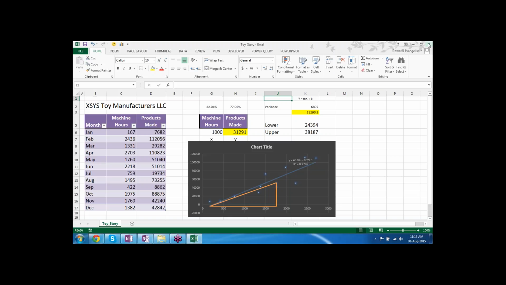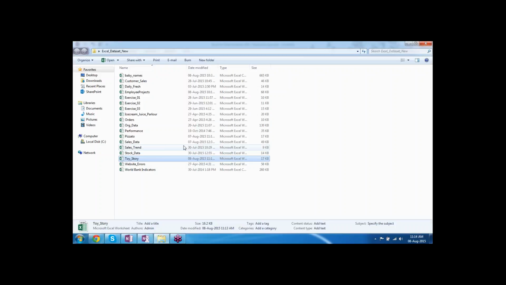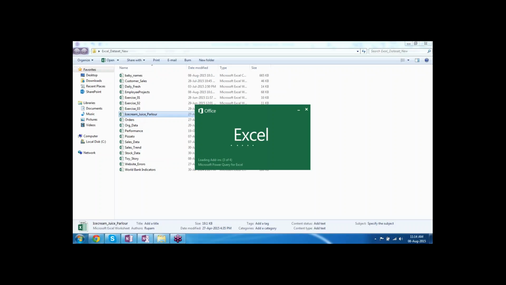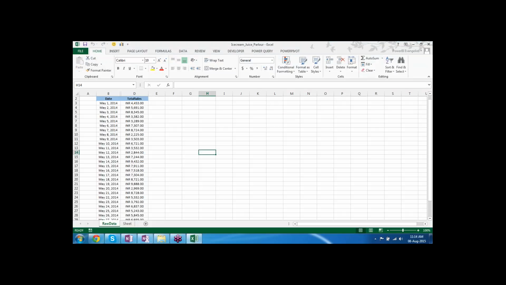So now I will give you one more example, which is again some real life example. So I just close this and I open a file called ice cream juice parlor. This is a very interesting thing. So your X and Y need not be only static numbers from your data. So let me tell you about this particular option. What is this data all about?